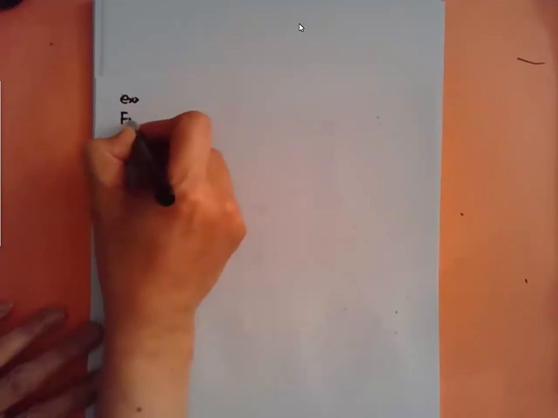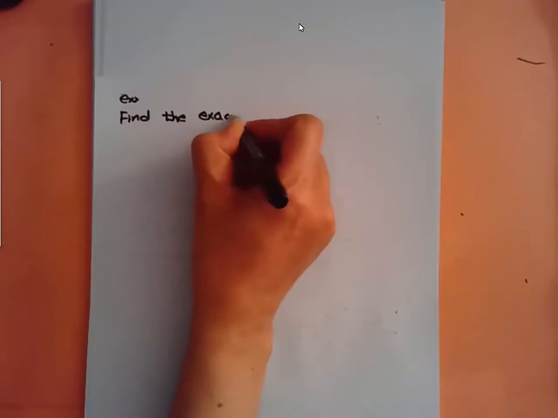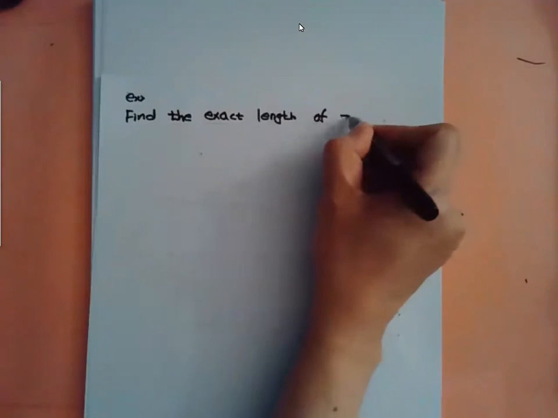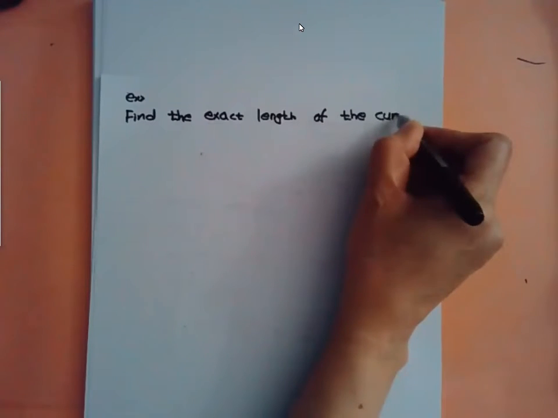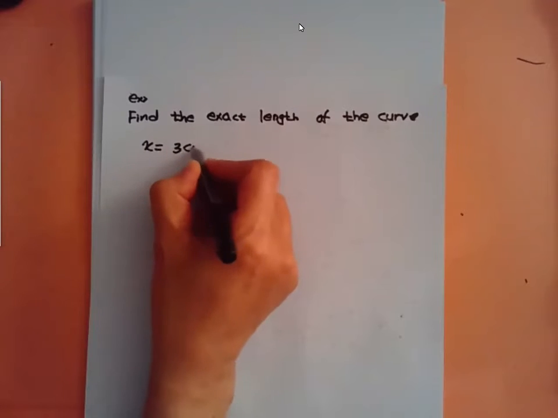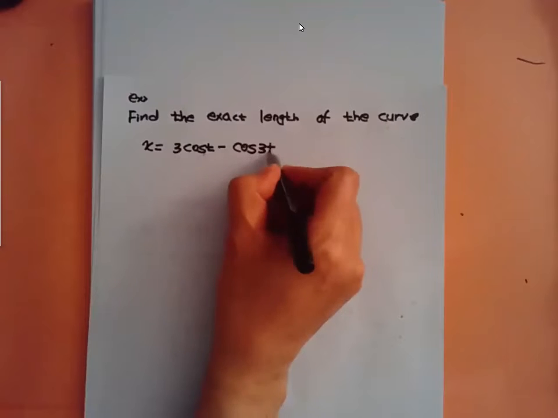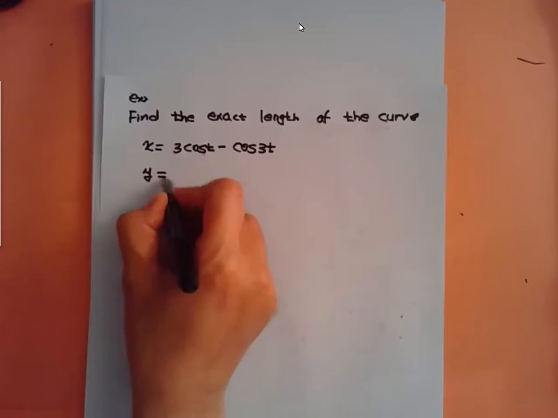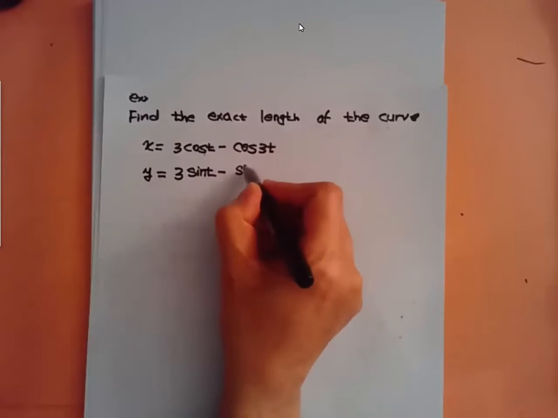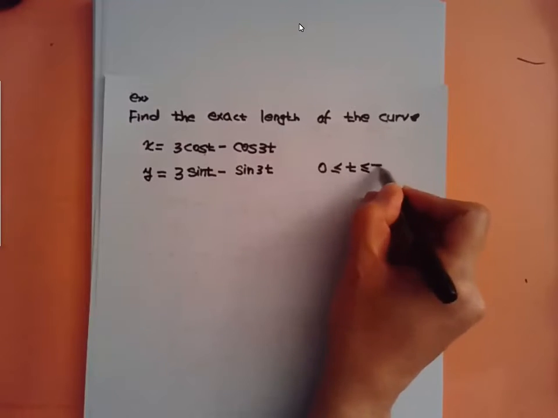The question is, find the exact length of the curve where the x coordinate is defined with 3 cosine of t minus cosine of 3t, and the y coordinate is defined with 3 sine t minus sine of 3t. t runs from 0 to pi.